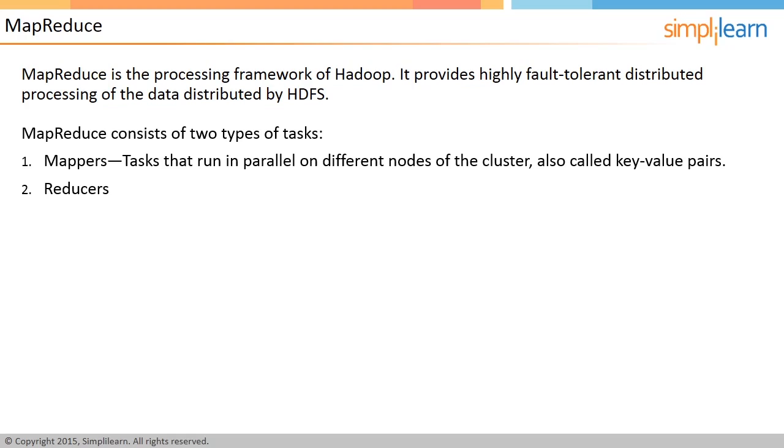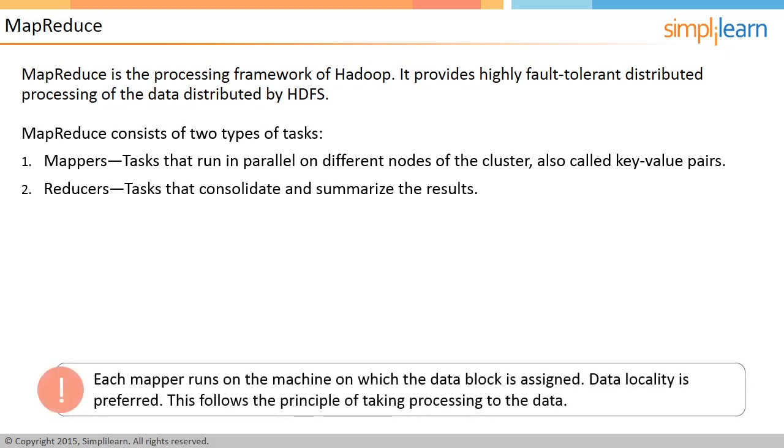After completion of the map tasks, results are gathered and aggregated by the reduce tasks of MapReduce. Reduce tasks consolidate and summarize the results. Each mapper runs on the machine on which the data block is assigned. Data locality is preferred. This follows the principle of taking processing to the data.